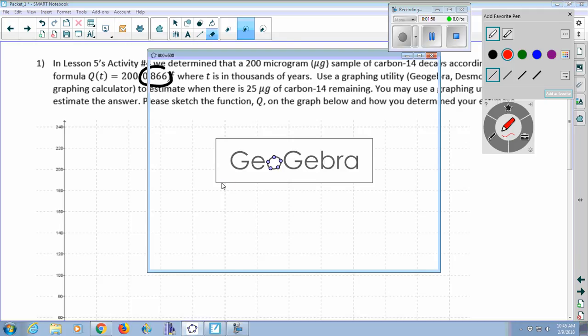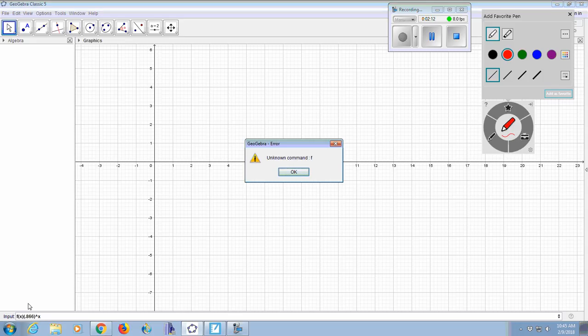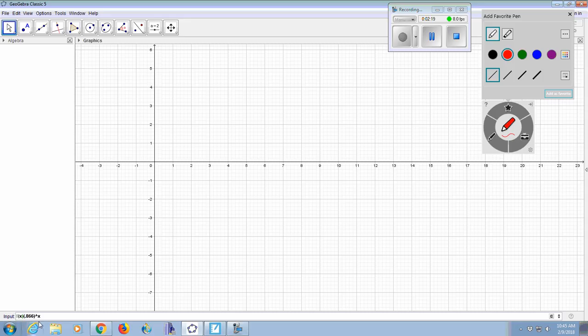I think I already have this done, but might as well put it in. So it was what? F of x equals 200 times 0.866 raised to the x. Oh, what did I type wrong? No equal sign. Okay, no 200 either. Did I get it right this time?